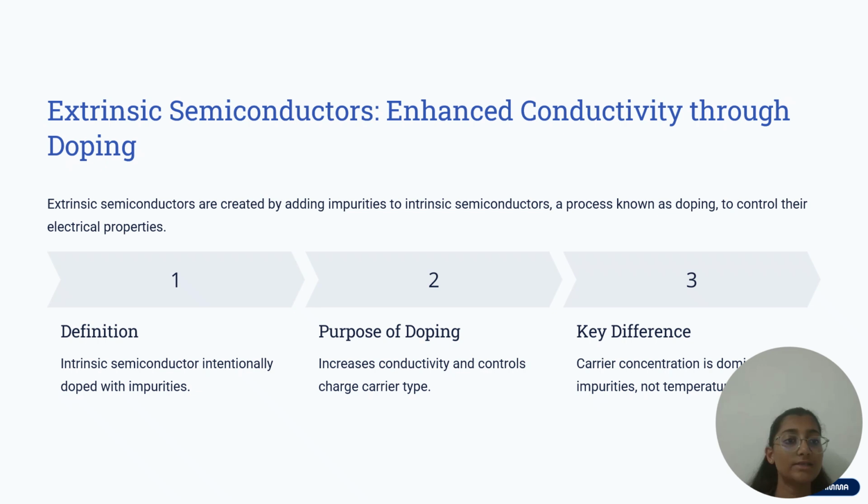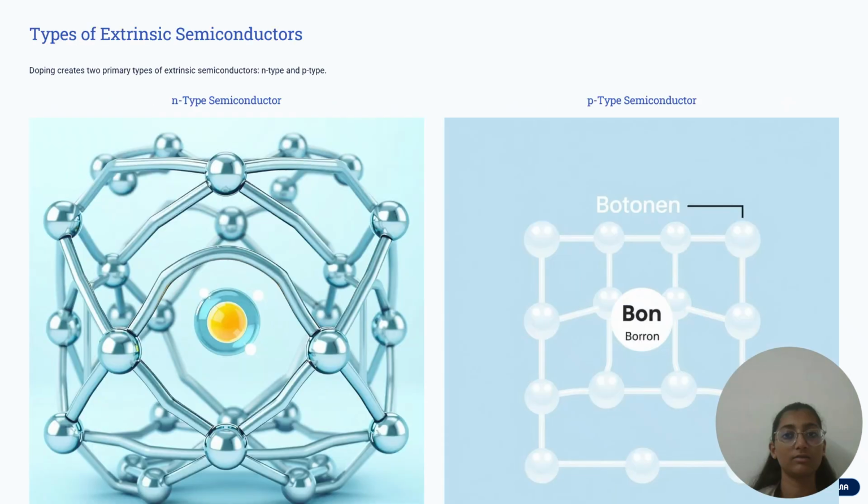Now let us discuss extrinsic semiconductors. Extrinsic semiconductors are created by adding impurities to intrinsic semiconductors. The process of adding impurities is known as doping. The main purpose of doping is to increase the conductivity and control charge carrier types. In extrinsic semiconductors, there are two types: one is p-type and another one is n-type.